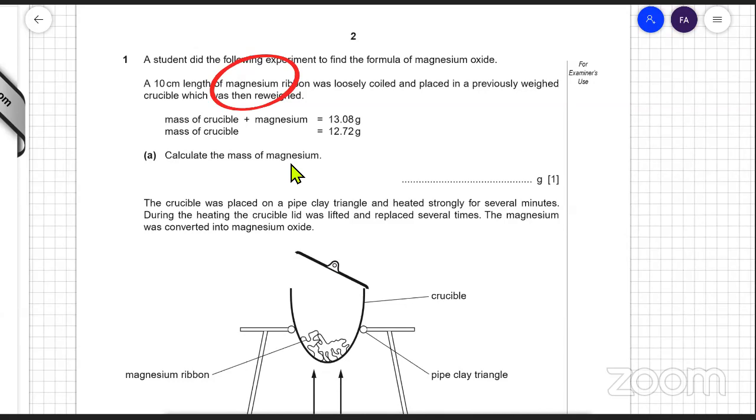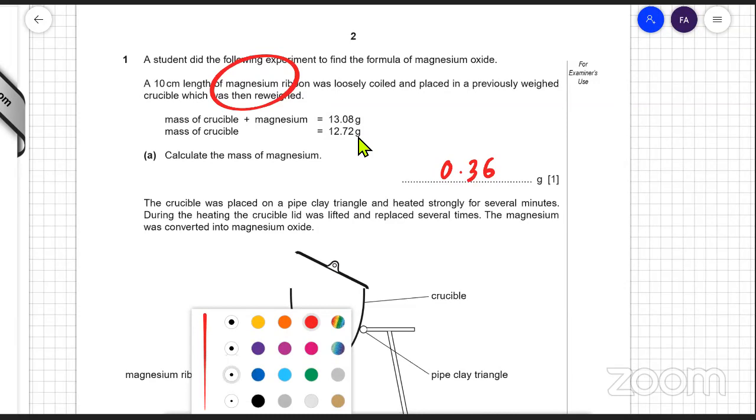So you would need a calculator for this. Let's open a calculator, and it's going to be 13.08, which is this one over here, minus 12.72. So 13.08 minus 12.72 gives me 0.36 grams. That's the very first part of the question.